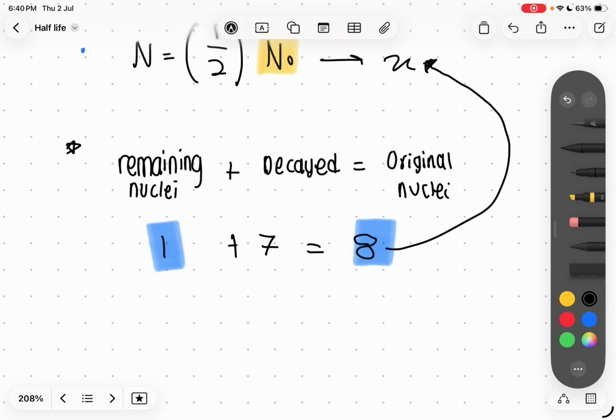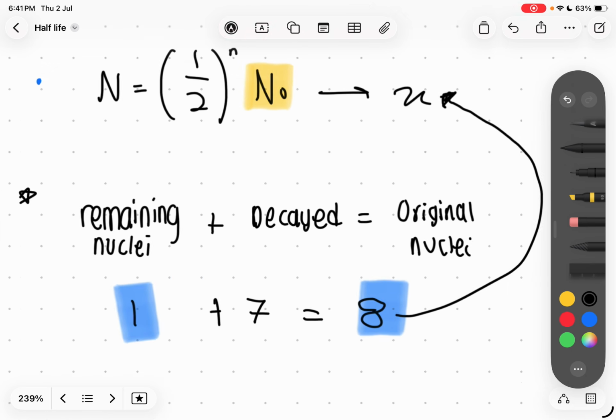Okay? But what we know is that the remaining nuclei plus the decayed is equal to the original nuclei. Why do I say this? Okay, hear me out. Let's say you have 100 students in a classroom. 40 students left to go to the library, and 60 students are still in the classroom. If I want to ask you how many original students there are, you're going to take the number of students still in the classroom plus the number of students that left the classroom, right? So it's the same concept as this.